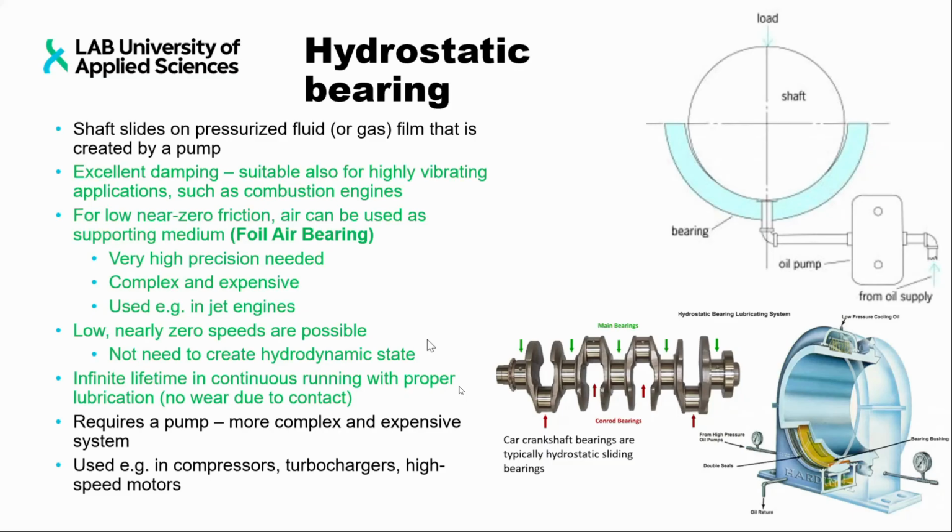Another problem is also that if the pump for some reason fails, so that you release the air pressure, then you will basically destroy the machine, because it will rapidly wear the components if they are touching each other. The good side of this bearing type, the hydrostatic bearing, is that you can achieve low, basically zero speeds, because you don't need the motion of the shaft to create the lift. So you can just use the oil pump to lift the shaft up and levitate the shaft, and the shaft doesn't need to rotate for that.